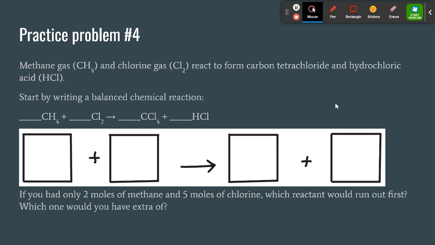All right, let's try this one. Here's another realistic test-like question you may encounter. Methane gas and chlorine gas react to form carbon tetrachloride and hydrochloric acid. We're going to start first by writing a balanced chemical reaction. So go ahead and do that. I'll give you a second. Then we'll see what we can do from there on the particle diagram.